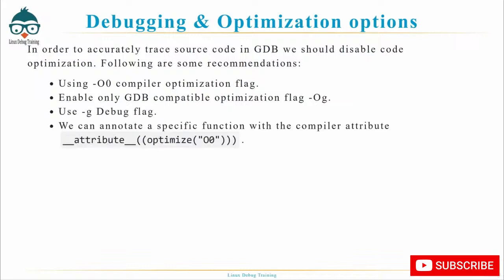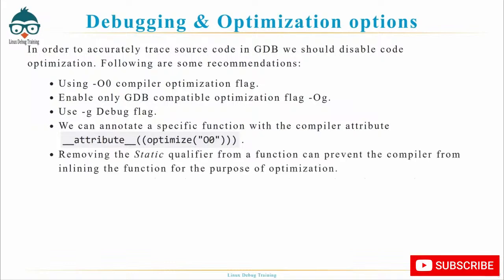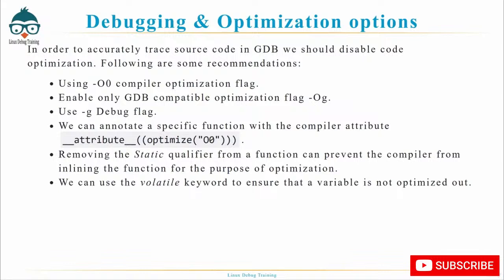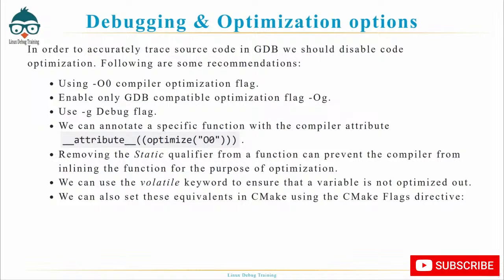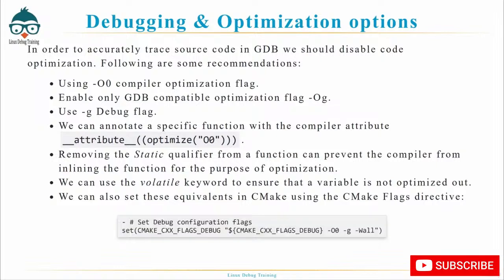And we can annotate a specific function with the compiler attribute option shown here. Removing the static qualifier from a function can prevent the compiler from inlining the function for the purpose of optimization. We can use the volatile keyword to ensure that a variable is not optimized out at compile time. We can also set these equivalents in CMake using the CMake flags directive, an example of which is shown here.